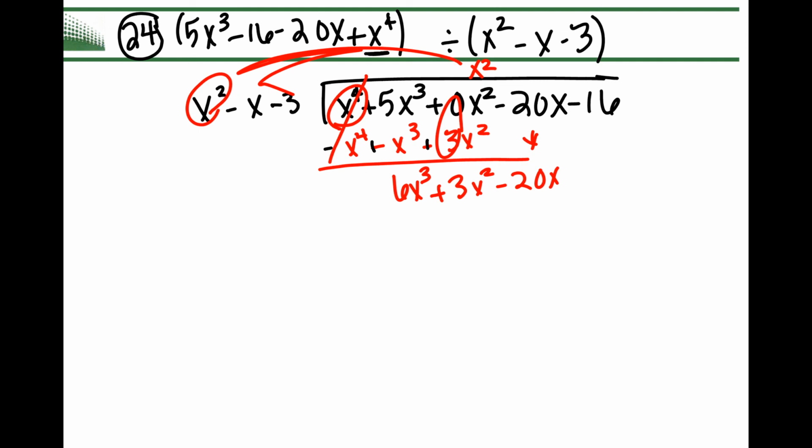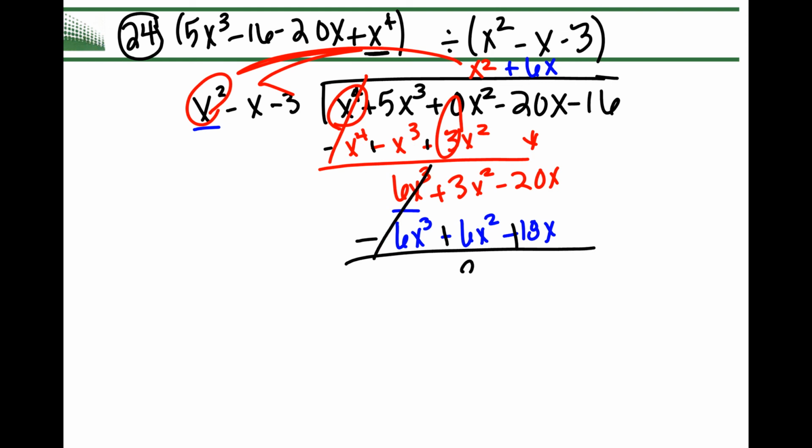Again, compare your numbers. X squared and 6x cubed. That means I need to multiply by a positive 6x. Again, you have to have all these in order. So 6x times x squared, that's a 6x cubed, minus 6x squared, minus 18x. Okay, again, change all your signs. I can't say that enough. This cancels. I get 9x squared, negative 20 and positive 18, that's negative 2x, and bring down the next one, negative 16.